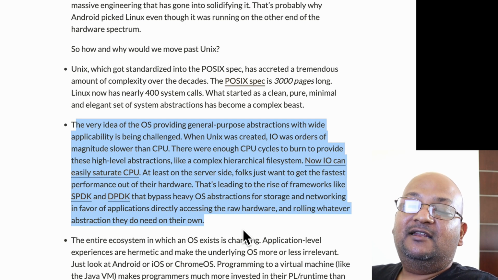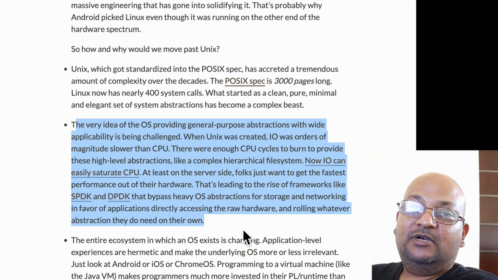And this is leading a lot of people to question the very idea of all these general purpose but heavyweight abstractions. The very idea of having all these abstractions in the operating system is coming under attack. You have frameworks like SPDK and DPDK which forego all the abstractions in the kernel and get raw access to the underlying hardware like the network or disk, and then roll their own abstractions purely in user space.